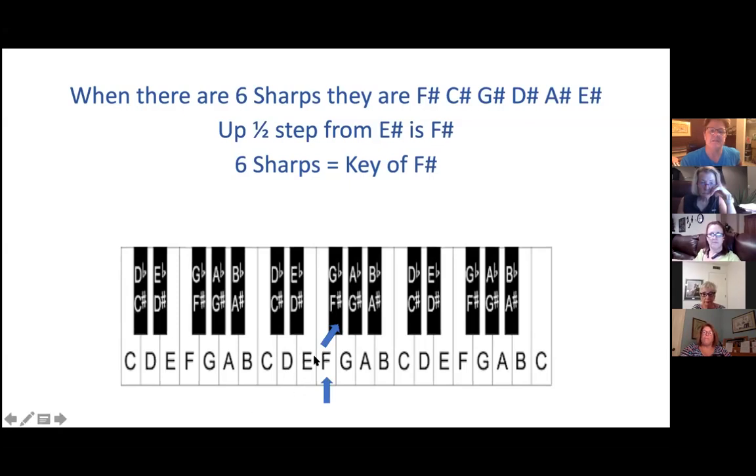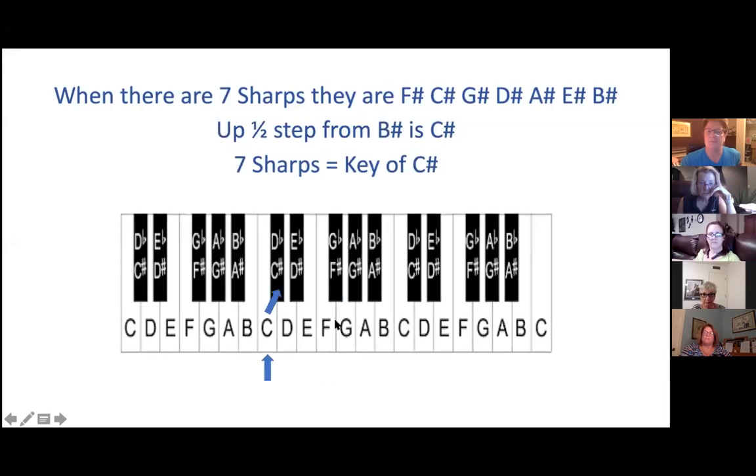Here's E, here's E sharp, and up a half to F sharp. And then here's the last one, 7 sharps. My Lord, who would do that? David Wright. Okay, F, C, G, D, A, E, B sharp. Here's the B, regular B. If we're gonna start with a sharp, it's over here. It's on this C sharp right here, yeah? So I marked it with this arrow, and then up a half, it is the key of C sharp major.